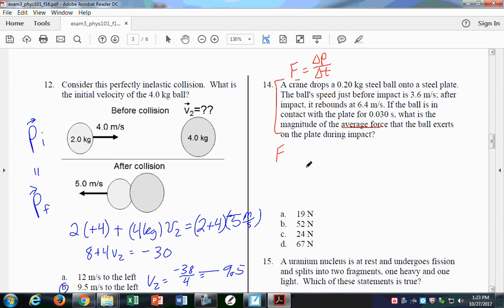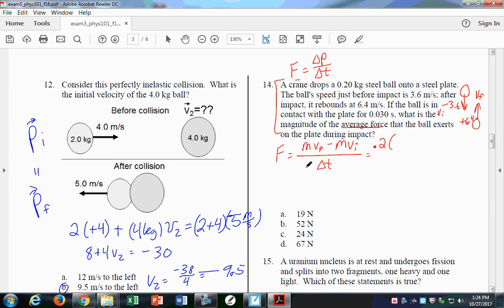So F is equal to delta P, that's mvf minus mvi over delta T. The mass is 0.2 kilograms. I'm going to go ahead and pull it out because it's common. Again, the signs are really important here. Sometimes I find it useful to draw a picture. It's minus 3.6, and then it's going up at positive 6.4. This is VI, this is VF. Take 30 seconds to draw a picture, especially if you're not really sure what to do. It'll help you to think about what's going on in the problem.